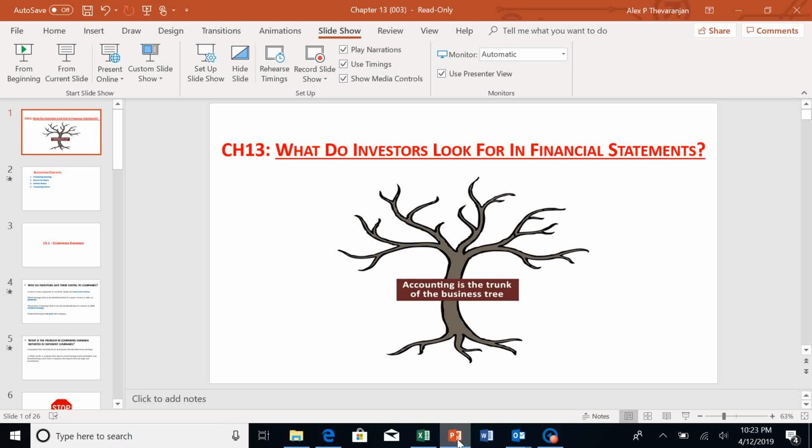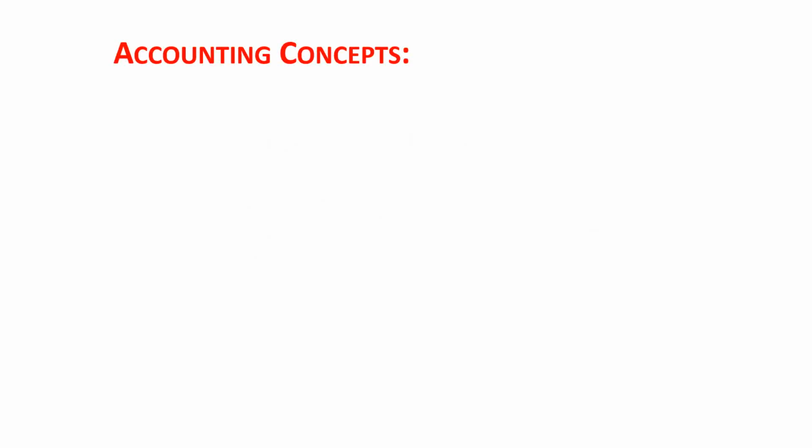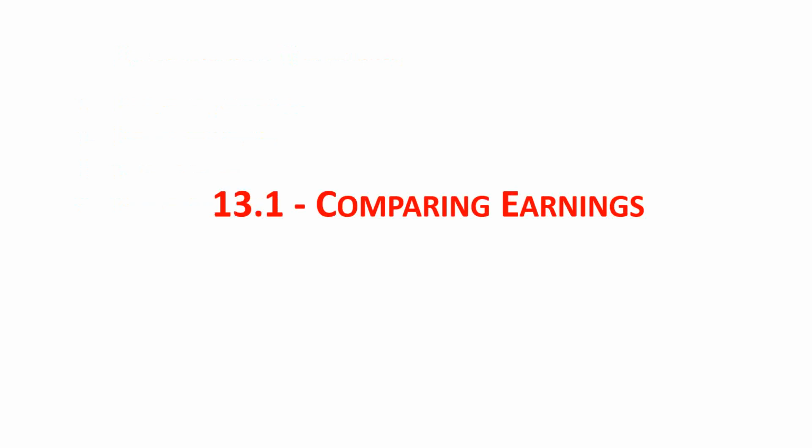Okay? So with that said, let's come back to chapter 13. What do investors look for in financial statements? Four accounting concepts: comparing earnings, return on equity, DuPont ratios, comparing ratios.